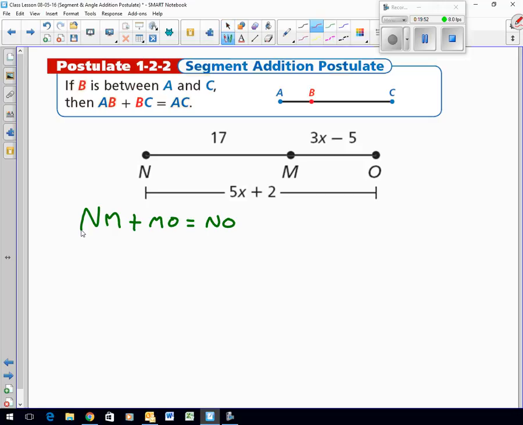I mean, it's complicated. Okay, add some numbers. 17 plus 3x minus 5 equals 5x plus 2. Check your work. How'd you do? Did you set it up right?